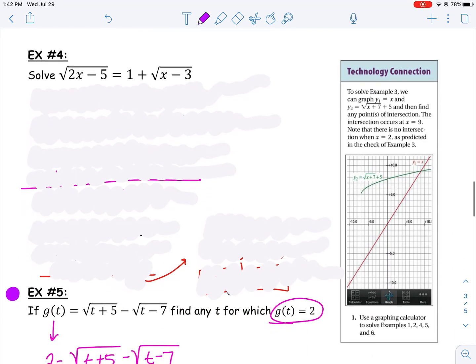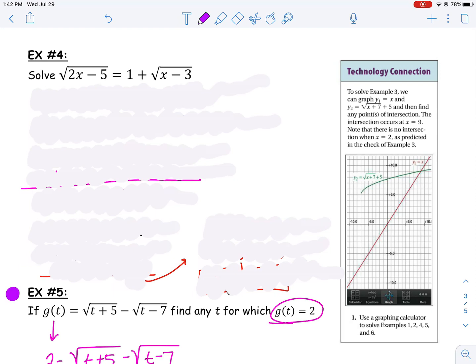Let's look at example 4. It says to solve, we have the square root of 2x minus 5 equal to 1 plus the square root of x minus 3. You notice that we have two radicals and two x's. If you look on the left side, that radical, though, is all by itself on that side. So that's what we want to happen. We want to get at least one of the radicals by itself.